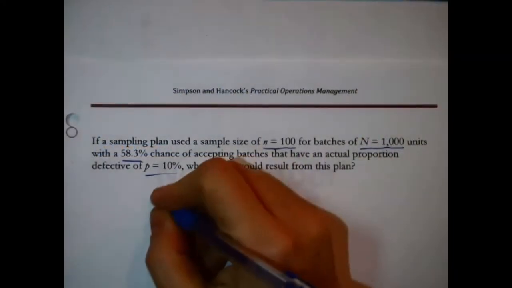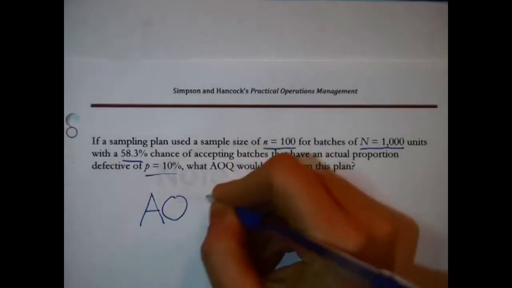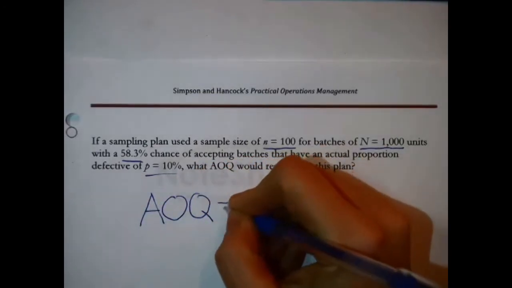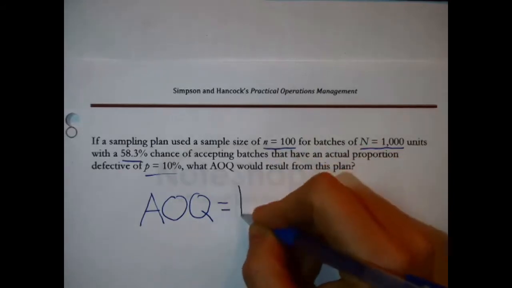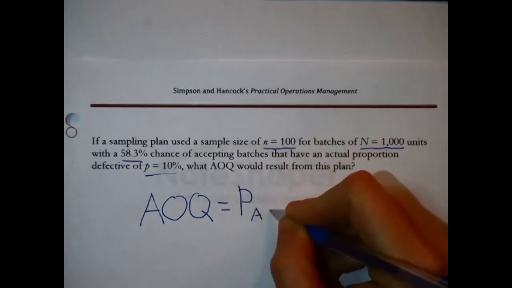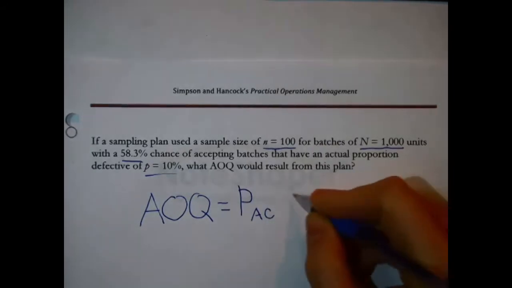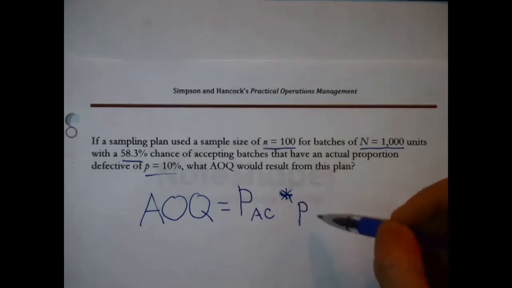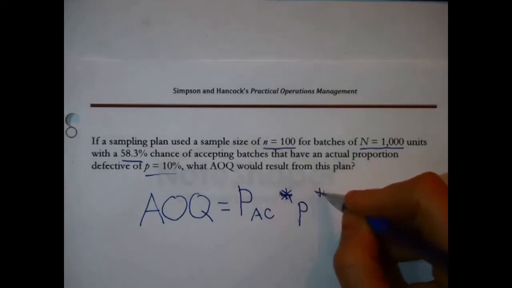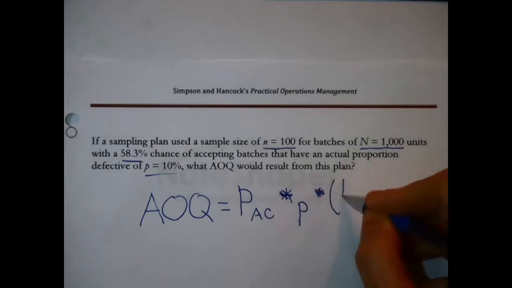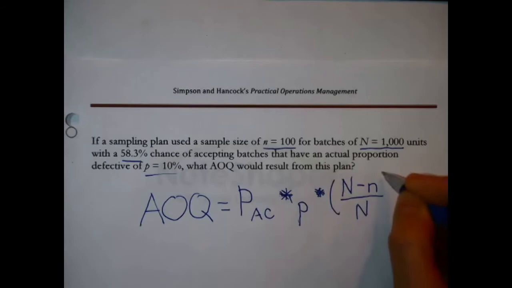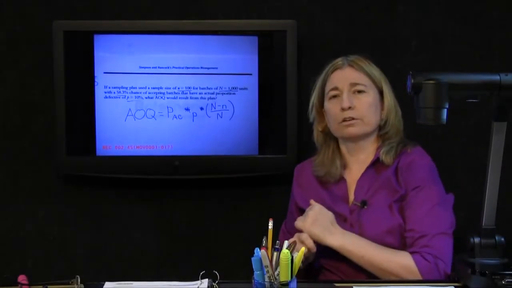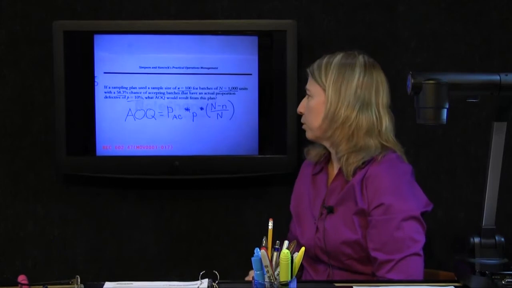Well, the formula for calculating average outgoing quality is simply grabbing the probability of acceptance, multiplying that by lowercase p, the basic actual amount that's defective, and multiplying that times capital N minus lowercase n divided by capital N. This is the particular formula that you fill out for average outgoing quality.